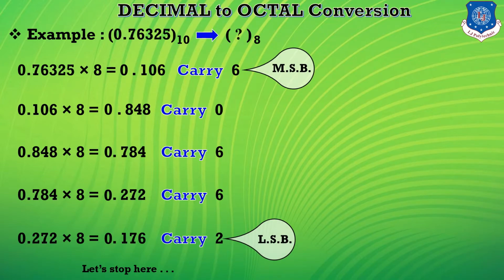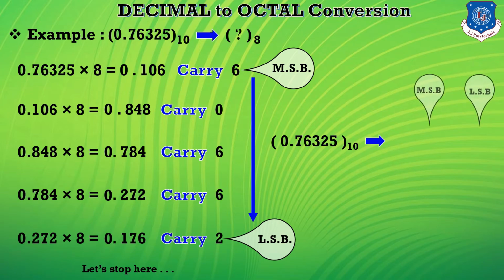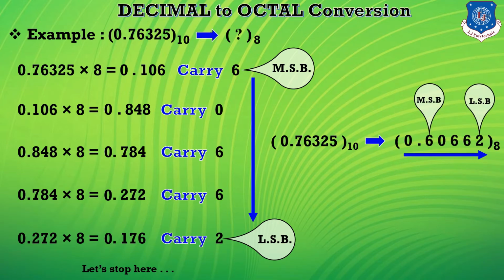Dear students, listen carefully. In conversion of fractional value, the position of LSB and MSB is a little bit different than for integer value. Here, MSB is assigned to the uppermost digit and LSB is assigned to the lowermost digit. This arrow indicates the position of digits for the answer. As you can see in the answer, 0.76325 of the decimal number is converted into 0.60662 as an octal number.